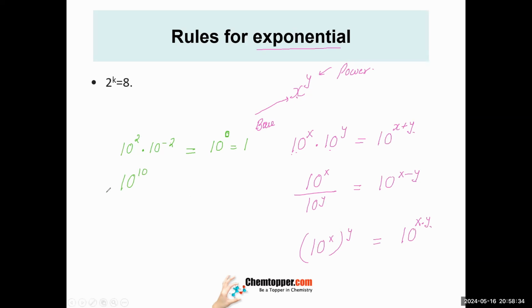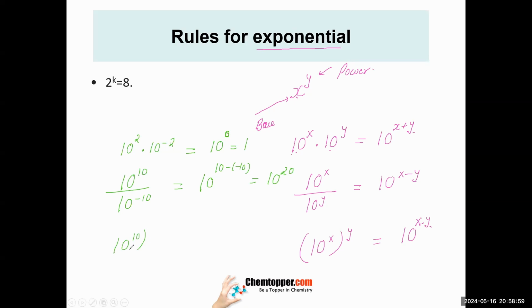10 raised to power 10 divided by 10 raised to power minus 10. What's the answer? 10 raised to power 10 minus minus 10. So answer is 10 raised to power 20. Simple exponentials. We need to practice them.